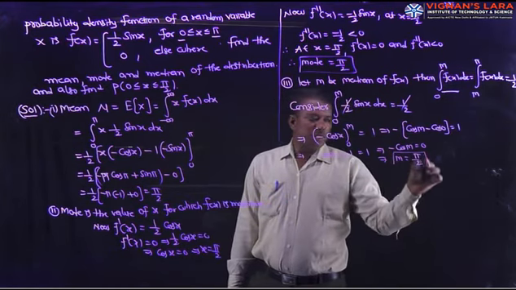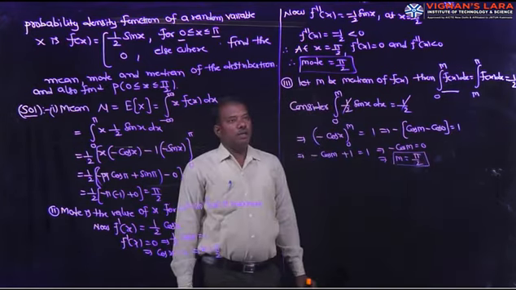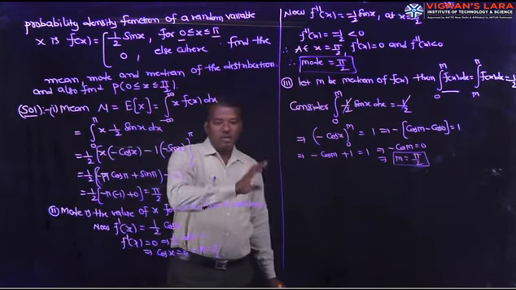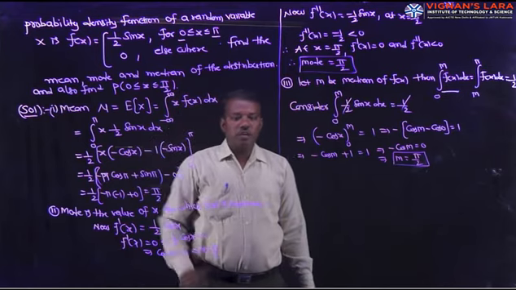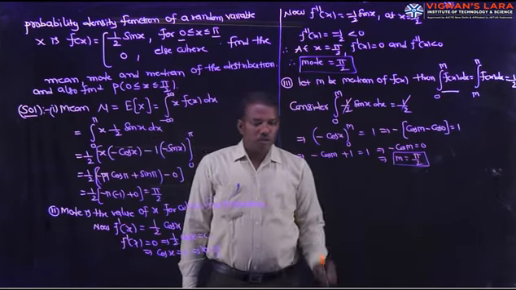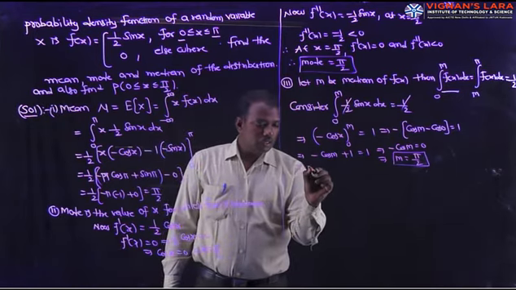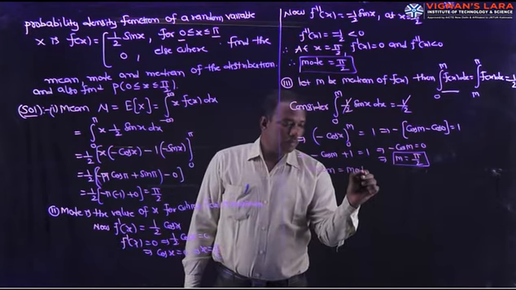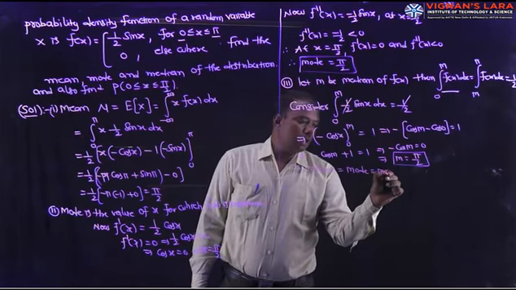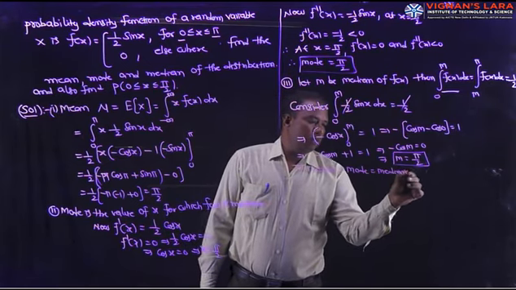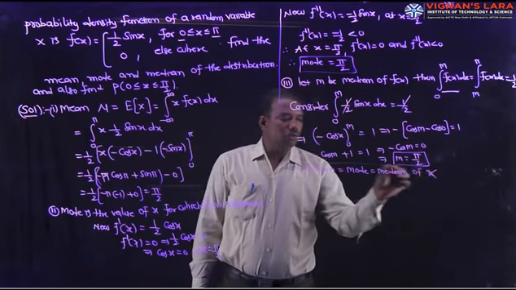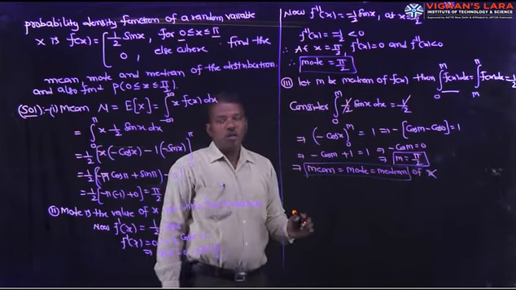Mode is pi by 2, mean is pi by 2, median is also pi by 2. Mean, mode and median are all equal here. So what is the conclusion? Hence the mean is equal to the mode, which is equal to the median, of the random variable X.